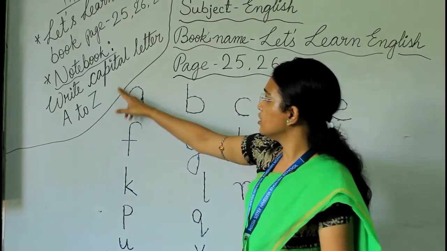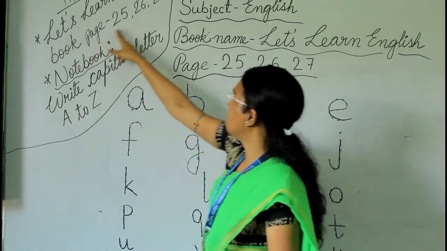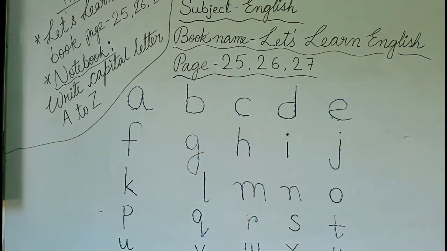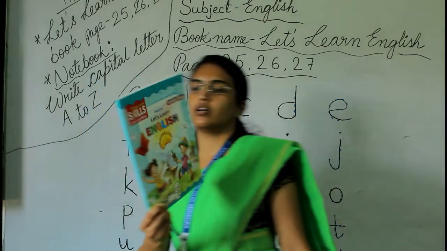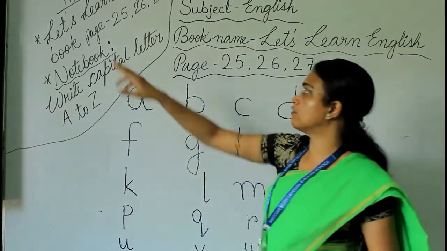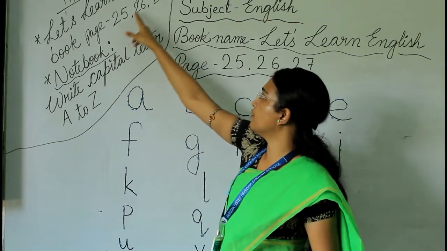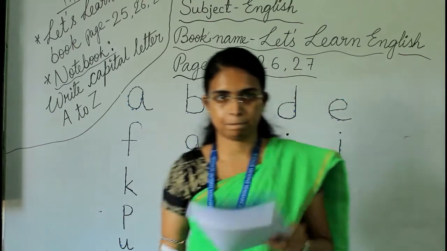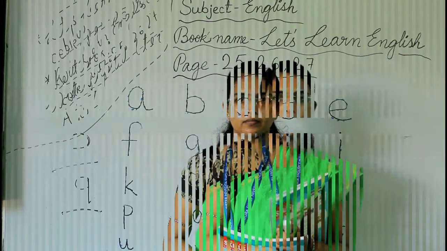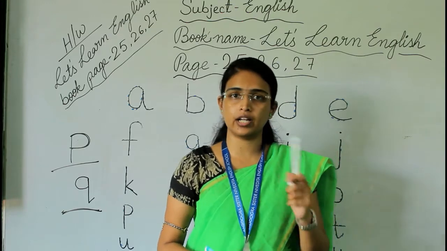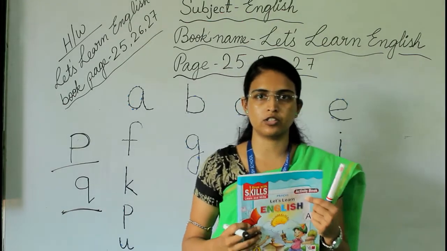And with that you have to do these pages also. This is your book, the Let's Learn English book. In this book you have to do pages 25, 26 and 27. These two are your homework. Okay. So next day we will do another thing. For today, this much. Thank you.